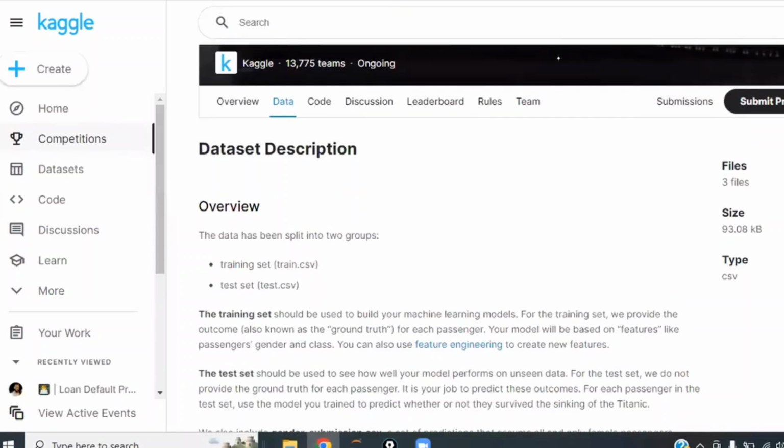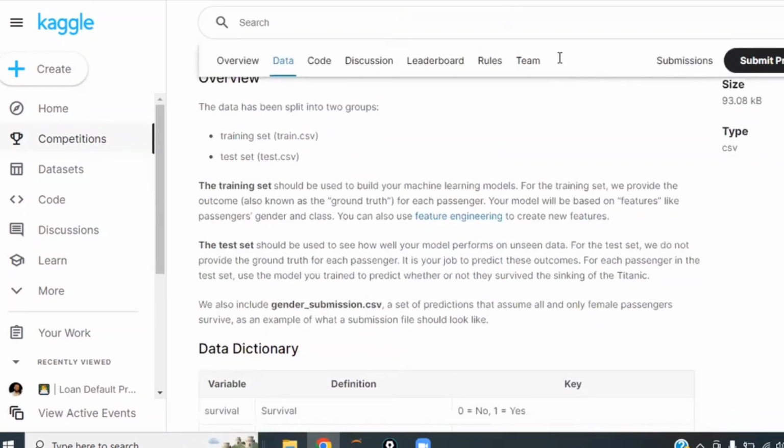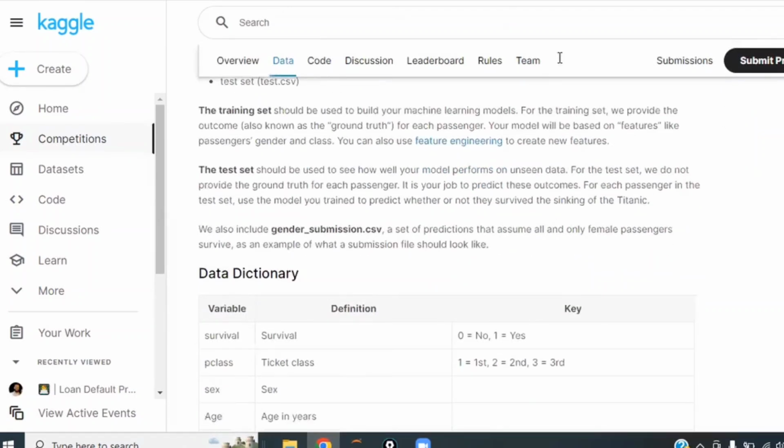For the data set description, they have written an overview. The data has been split into two groups. One is called train.csv. The second one is called test.csv. This is the training set and this is the testing set. Now gender_submission.csv. This is the way you have to submit your answers. You have to submit in this way.